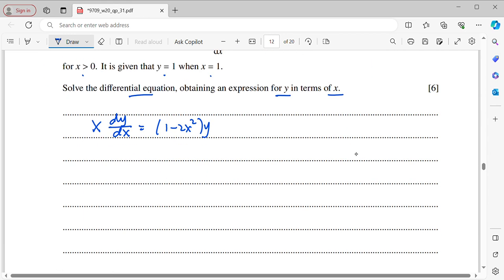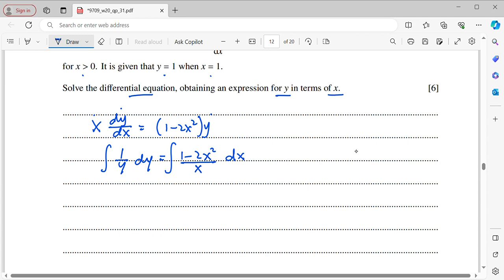So for this question, to solve the differential equation, we need to split the variables, or separate the variables. So since your dy is the numerator, that means the y should be moved to left side. So I will write 1 over y dy equals to 1 minus 2x squared. This x moved to right side becomes divided by x. Then the dx move up. At the same time, you must integrate both sides.